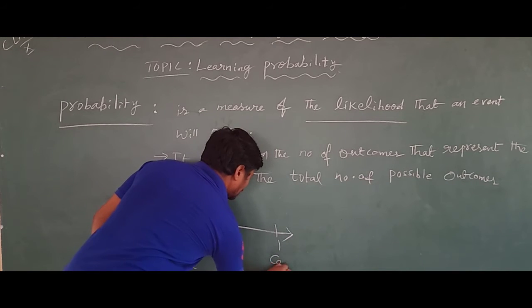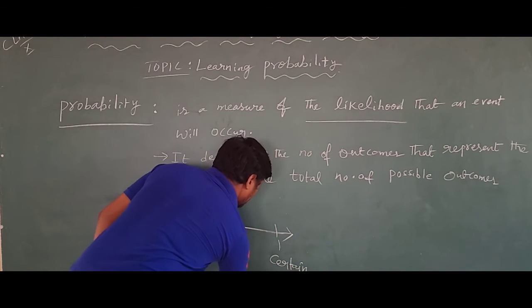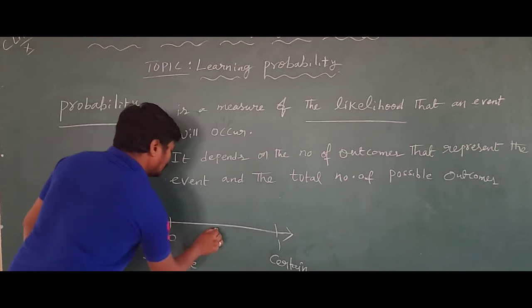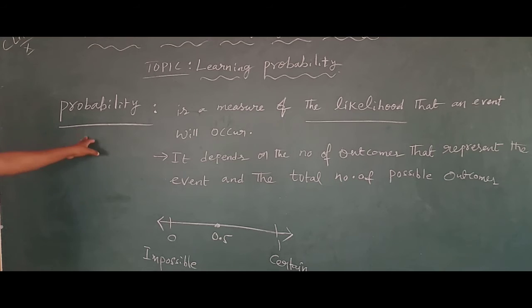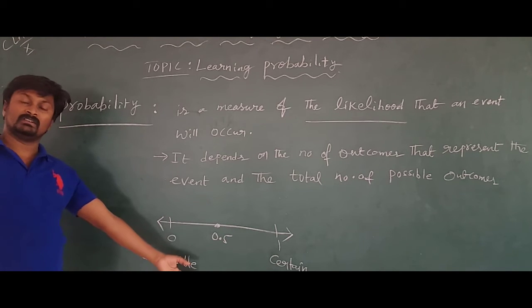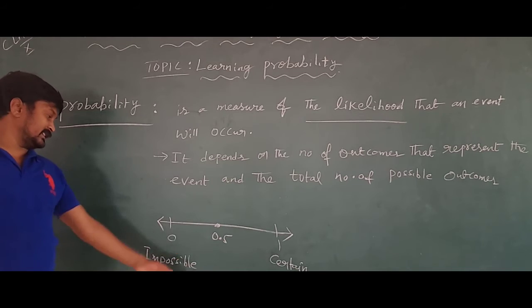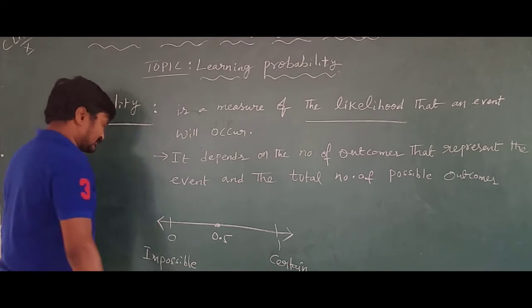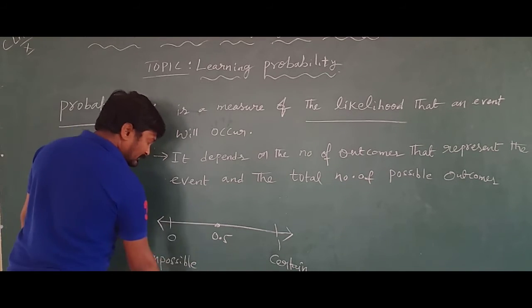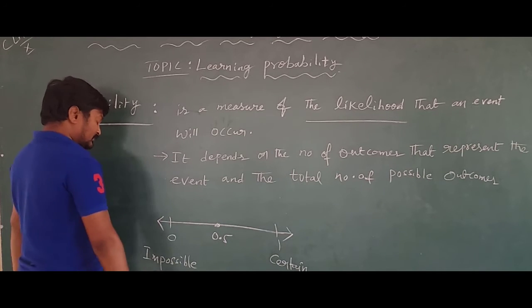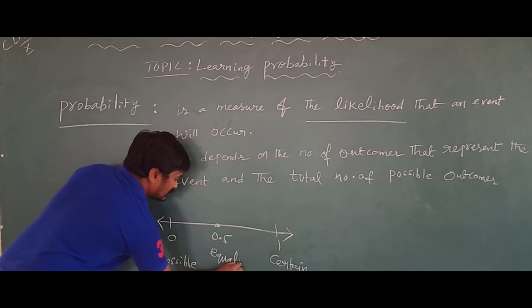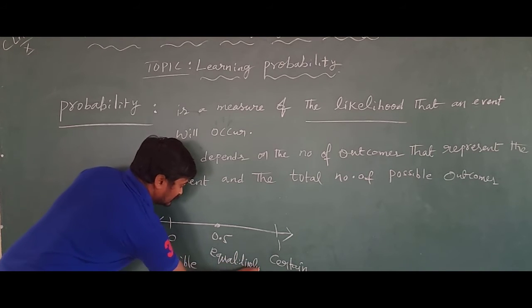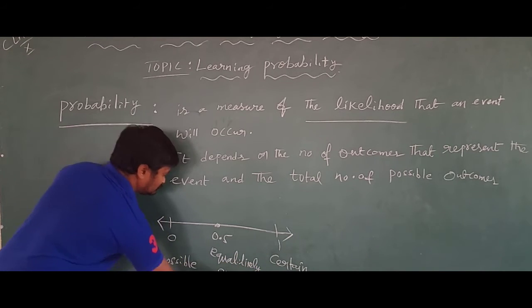Which you all discussed in 8th class itself. 0 means impossible event, 1 means certain event, and in the middle of 0 and 1 is 0.5. 0.5 is an equally likely event, which means equal chances are there. We'll discuss that later. Let me write down: 0.5 is equal chances, so we write equally likely event.